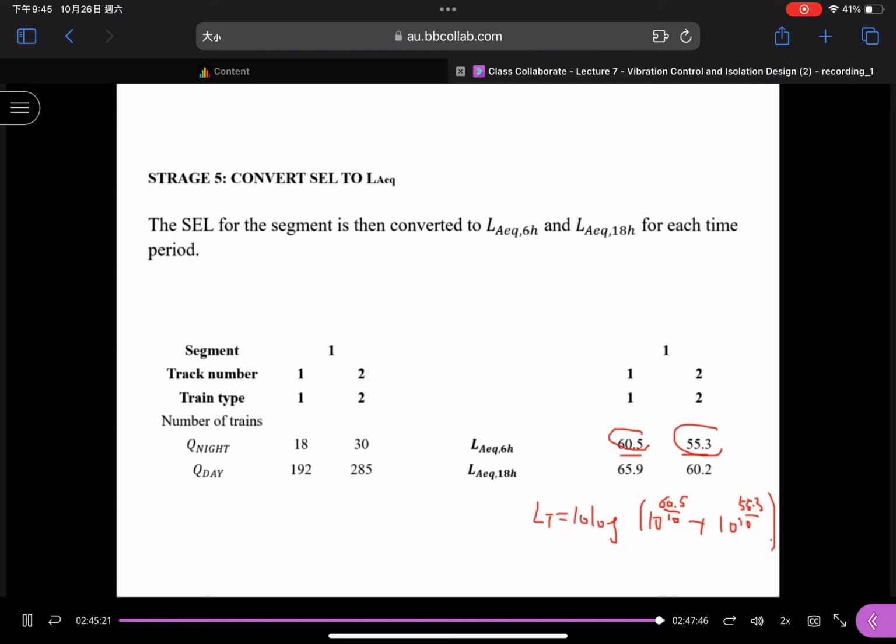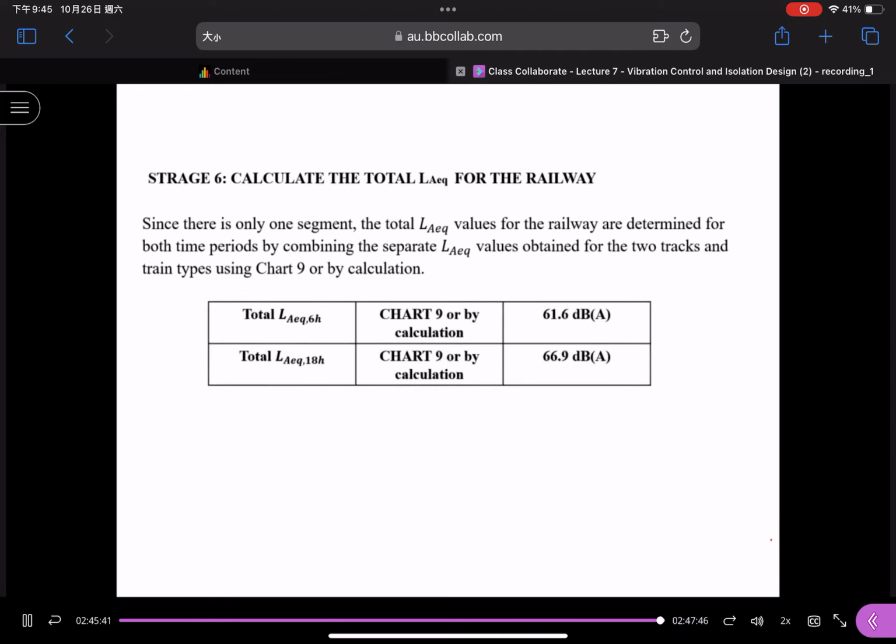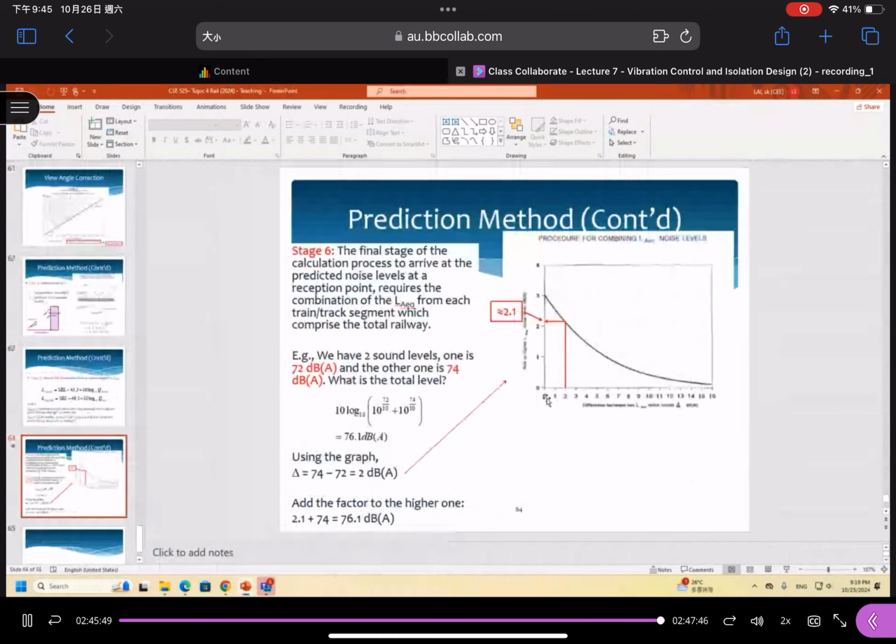So if we consider two parallel tracks, in the first step you have to consider them one by one, and finally at the final stage you combine all of them together. You can make use of this equation or chart number 9. This is chart number 9. If we have two sources and we want to find out the overall level, you can find out the difference between them. With the difference, you can locate the correction factor and add it to the higher value. So there are two alternative approaches. The first one is to use the direct calculations, and the second one is to make use of these charts.